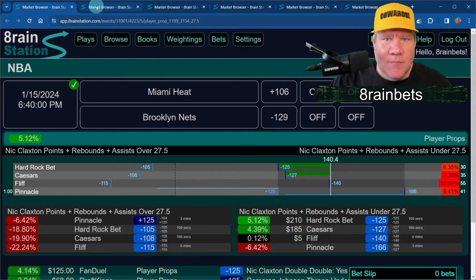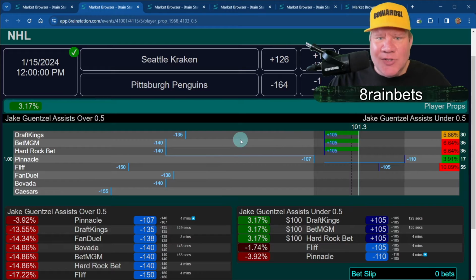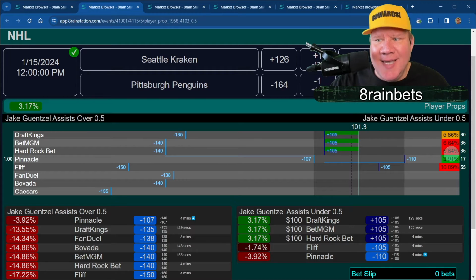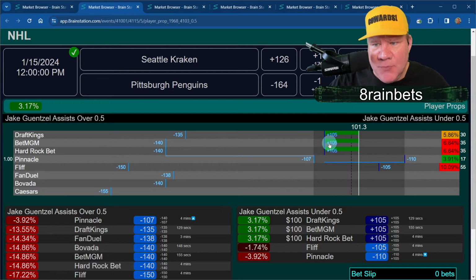Right. Next one. Here's a situation where you have a similar story of Pinnacle moving hard to the right on this Jake Gunsel assists under 0.5. This one's interesting for a couple of reasons, though. On one hand, you have DraftKings, who has a fairly low hold of 5.86%. You have Pinnacle, who has an insanely low hold for a player prop at 3.91%. So then you would ask yourself, okay, all these books have been sitting around. Do I want to make a play or not?